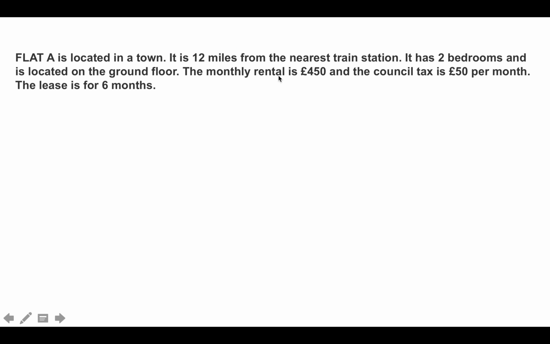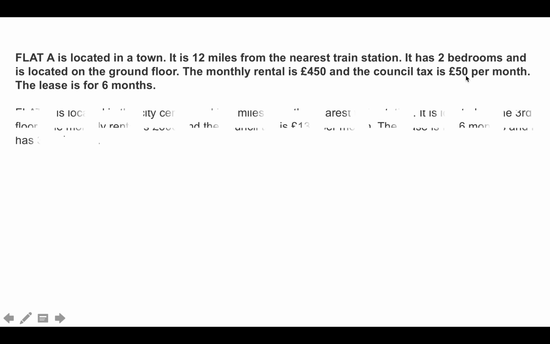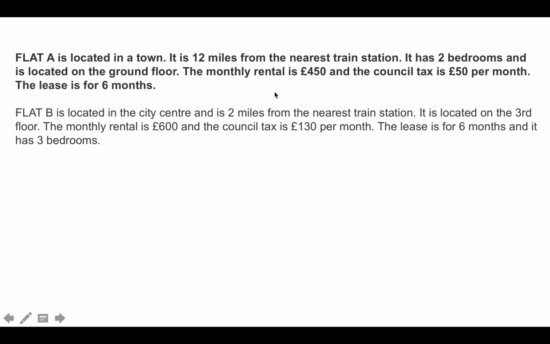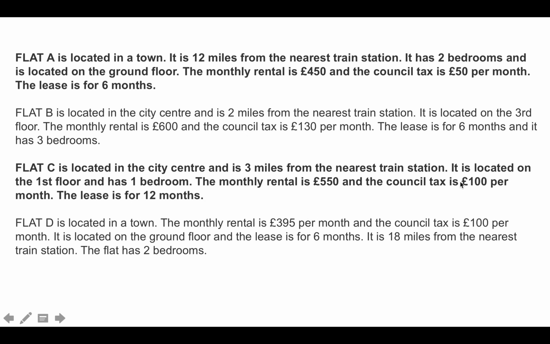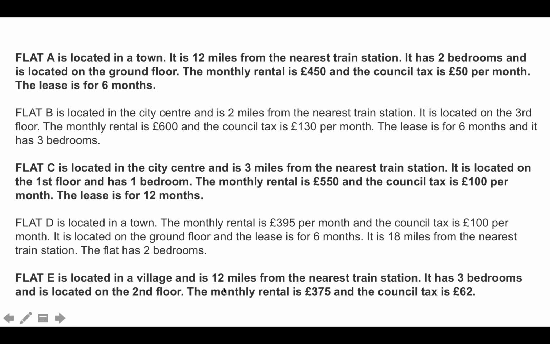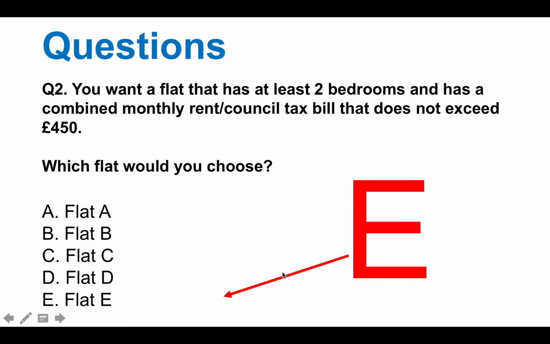So you can see here that flat A is no good because it's £450 plus £50 for council tax, which takes it to £500. Flat B is definitely not in because it's £600 plus £130. Flat C, £550 plus £100, that's no good either. And flat D, it says £395 plus £100, that doesn't work either. But if we look at flat E, the monthly rental is £375 and the council tax is 62. Is that within our criteria? Yes, it is. Therefore, it's flat E.